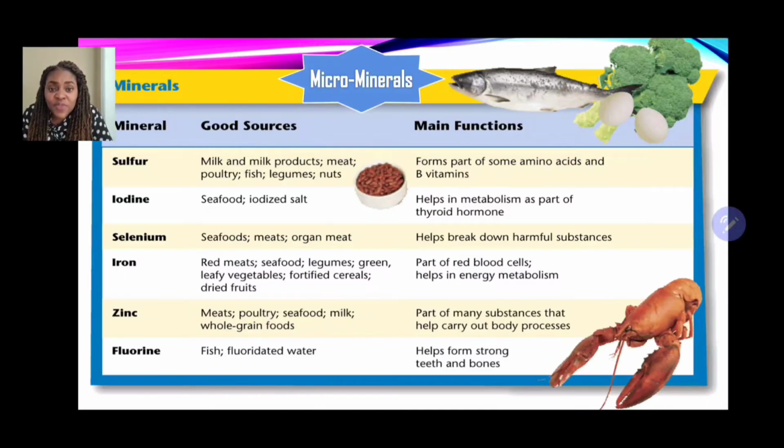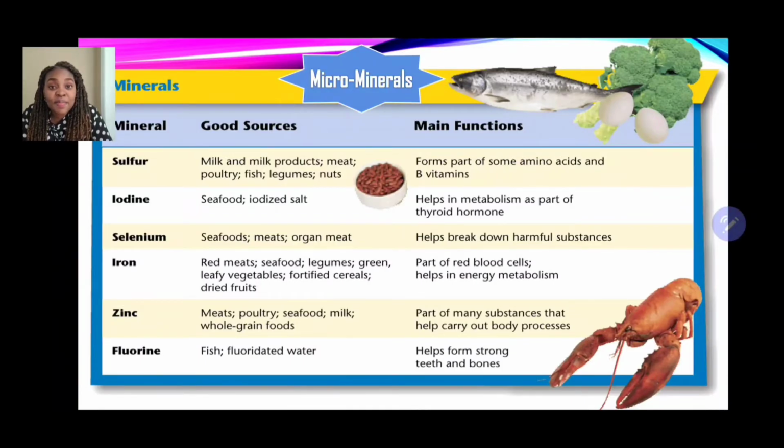Now, let us look at the functions of iron, right? So, iron is a part of the red blood cells and it also helps in energy metabolism. Now, let us look at zinc. Good sources of zinc include meats, poultry, seafood, milk, whole grain foods. Now, let us look at the main functions. It is part of many substances that help carry out the body's processes.